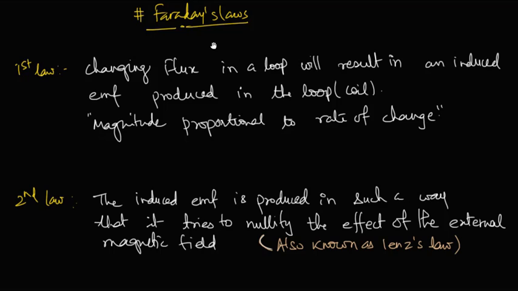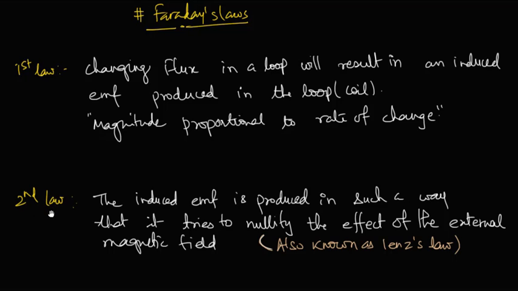Okay, so let's talk about Faraday's laws. Faraday's first law says that changing flux in a loop will result in an induced EMF produced in the loop, and the magnitude of the EMF induced will be proportional to the rate of change of that flux. So what it basically says is that if there is a change in the flux in any loop, and that change could be because of a change in magnetic field or a change in area, an EMF will be induced in the coil, and the magnitude of the EMF induced will be proportional to the rate of change of the magnetic flux.